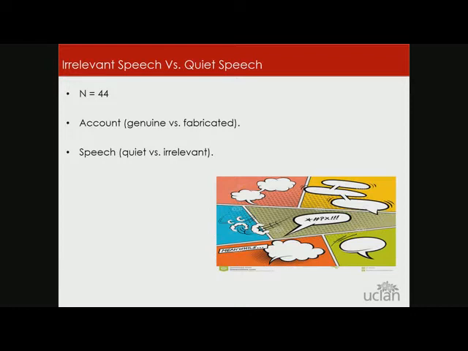The other condition was a speech condition. There was a quiet condition, or a control condition, in which the participants just gave their account as normal. And then we had an irrelevant speech condition. In this condition, participants listened to a passage of irrelevant speech over headphones as they were giving their account, and they were told to just ignore this passage of speech.